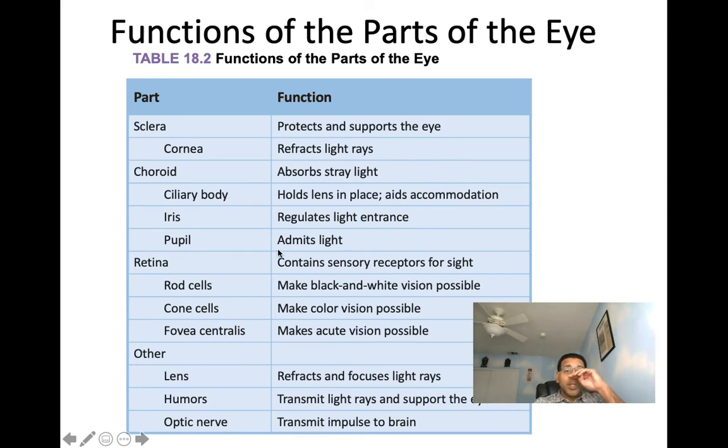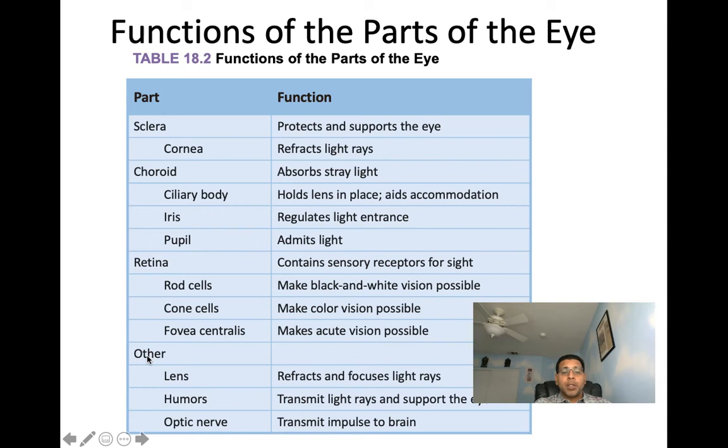And then the iris regulates light entrance. The pupil is going to admit light. It allows light in. And then the retina. The retina is going to contain sensory receptors for sight. The rod cells are going to make black and white vision possible. Our cone cells are going to make color vision possible. One way to remember: color for cones, C and C. The fovea centralis makes acute vision possible.